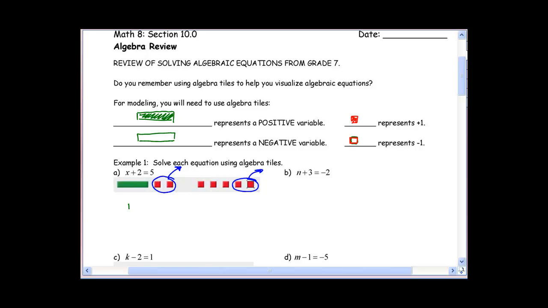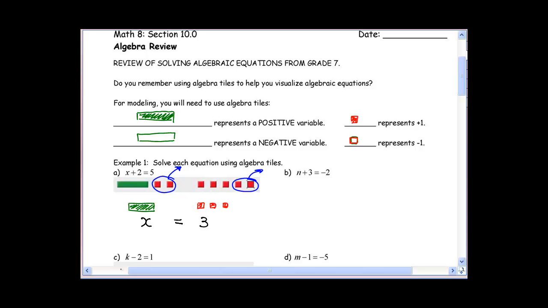Let me draw this underneath. We'll have one solid rod left over on the left, which represents x. And by taking away 2, we'll have 3 solid squares left over here. And what does this represent? This says x is equal to 3. That should make total sense. What plus 2 gives you 5? Well, it's 3. 3 plus 2 gives you 5. Okay, let's try part B now.